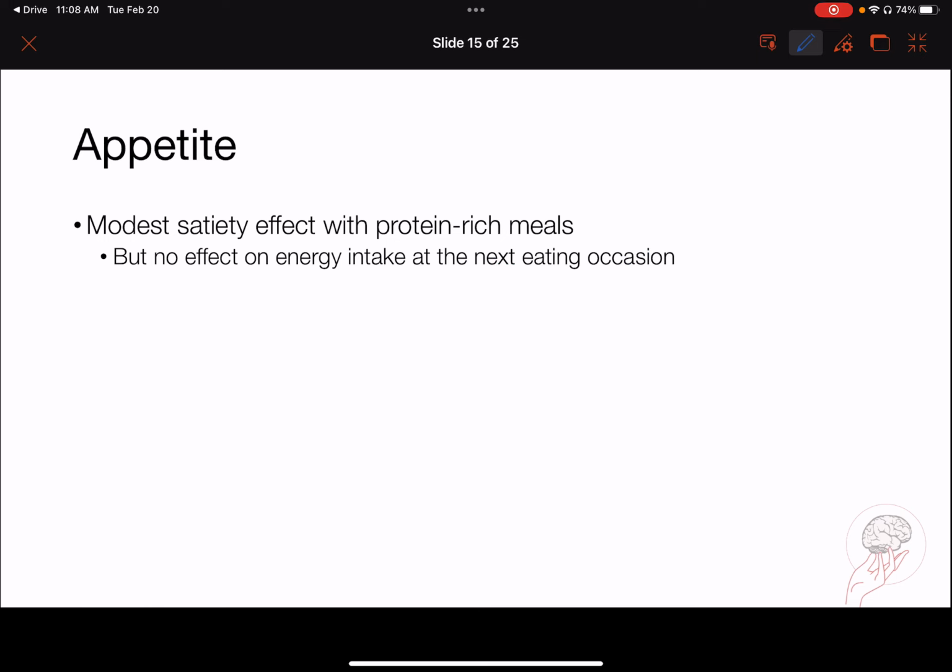You may have heard that protein-rich meals make you feel fuller for longer. And there have been studies showing a modest satiety effect with protein-rich meals. Unfortunately, this satiety, which is the time between meals, doesn't affect energy intake at the next meal. So we may wait longer to eat, but we don't eat less at the next meal.